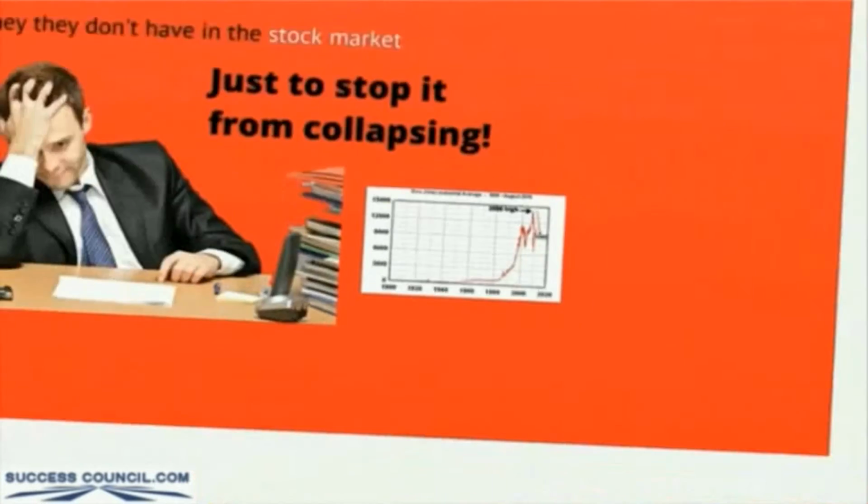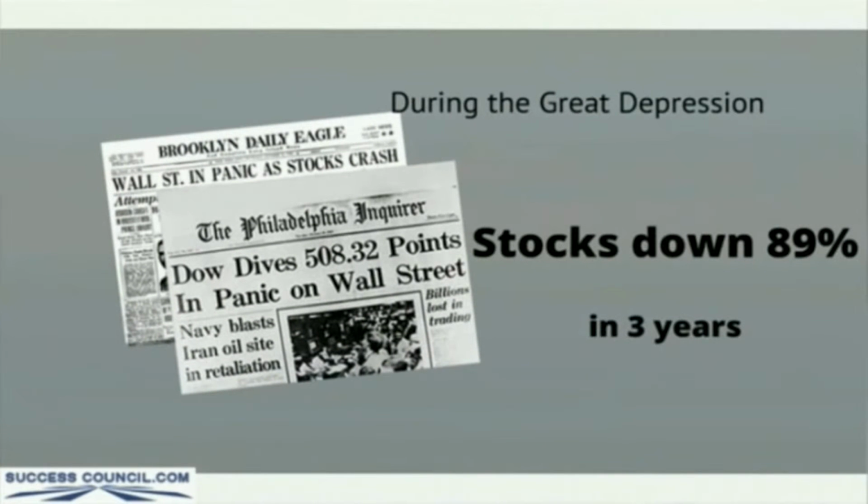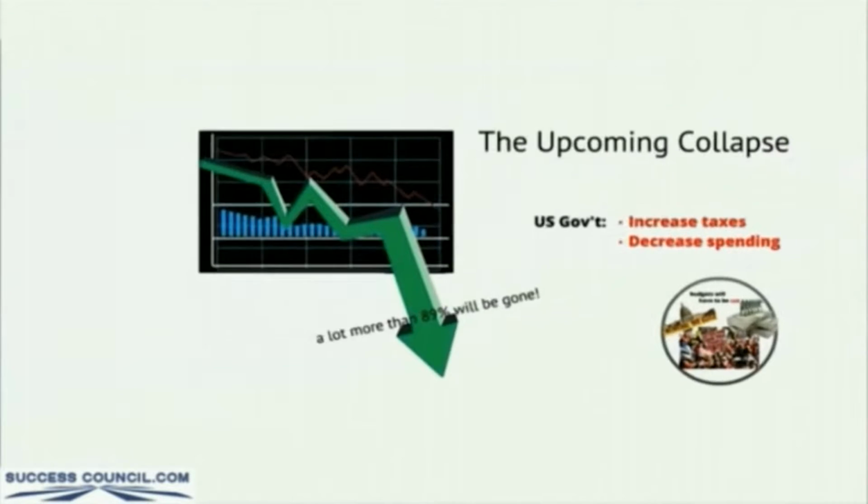In the Great Depression, the stock market fell 89% in 3 years. I hope you see by now that the strength of the forces behind the coming collapse is far greater than during the Great Depression. And by the time this crash is finished, a lot more than 89% will be gone.